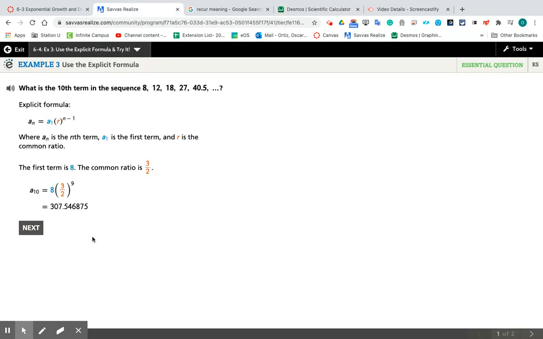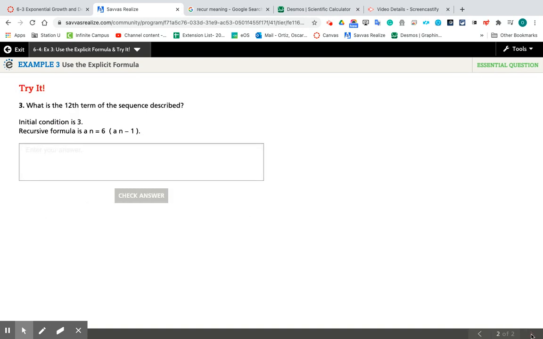Okay, so you found that answer. So the 10th term in the sequence is that number. All right, so I just want you to notice that the exponent is 9 because you are replacing the n by 10, and 10 minus 1 equals 9, right? So with that in mind, please try to copy down this in your notebook, pause the video.